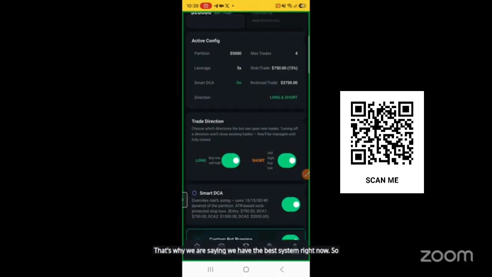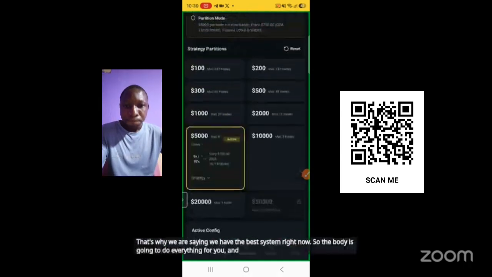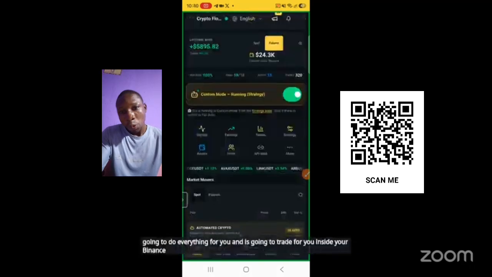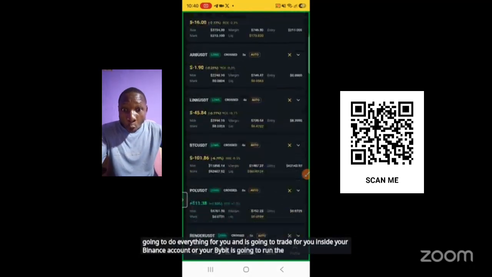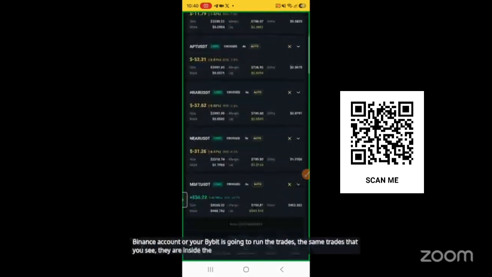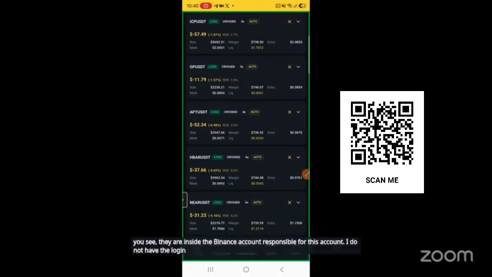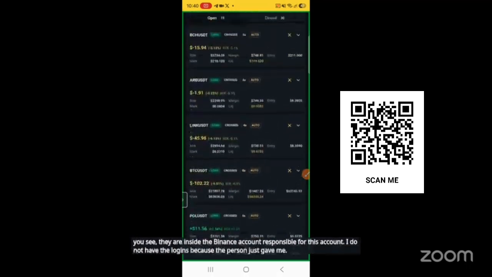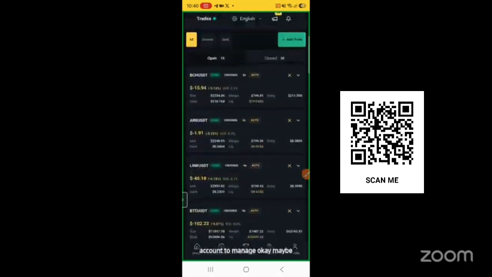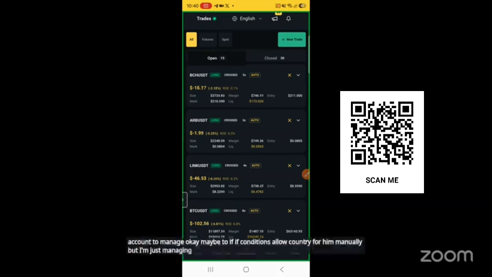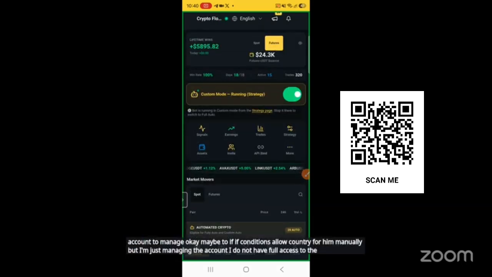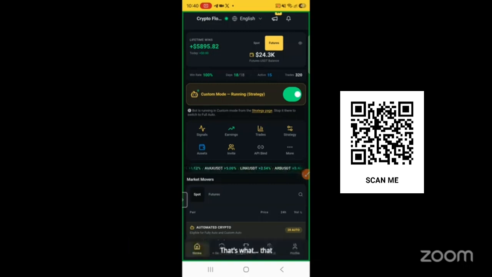So the bot is going to do everything for you, and it is going to trade for you inside your Binance account or your Bybit. It is going to run the trades. The same trades that you see are inside the Binance account responsible for this account. I do not have the logins because the person just gave me the account to manage. Maybe if conditions allow, I can trade for him manually, but I'm just managing the account. I do not have full access to the Binance. I would have shown you, but that's what is happening in the background.